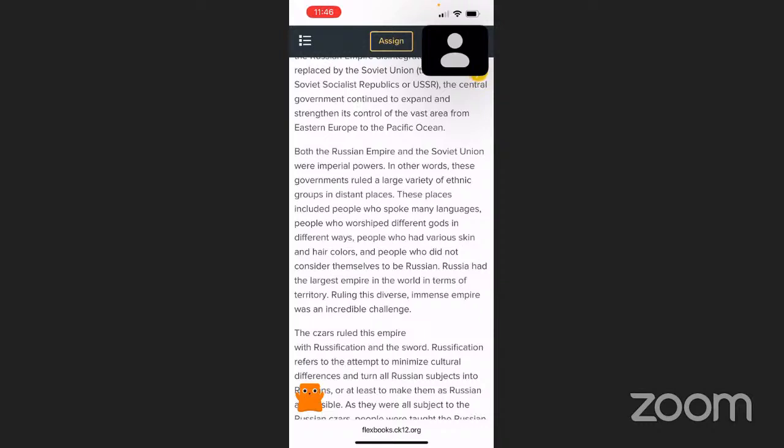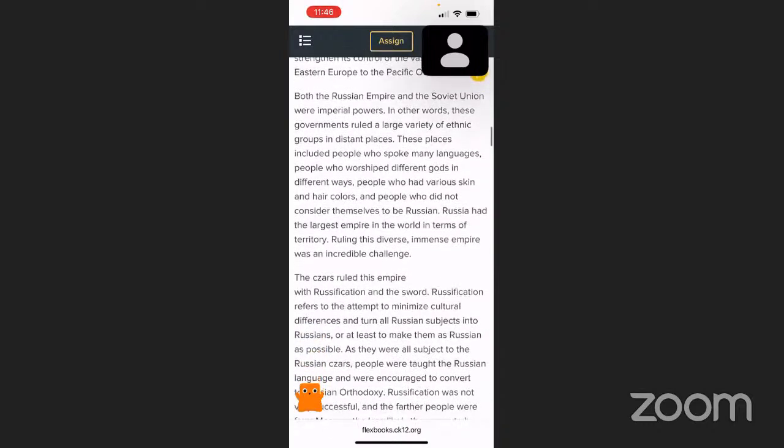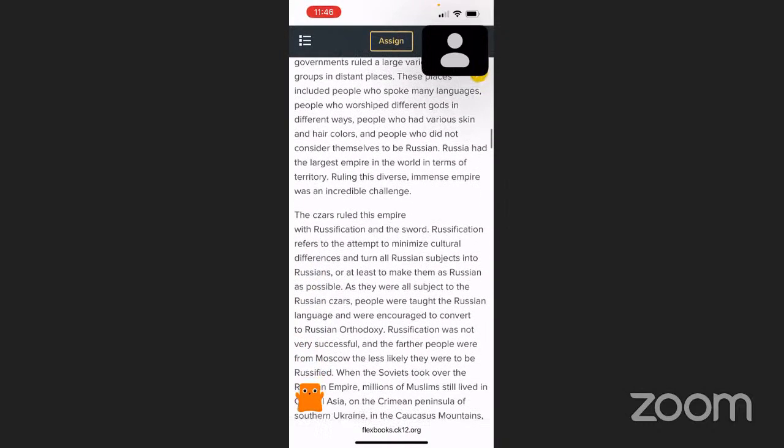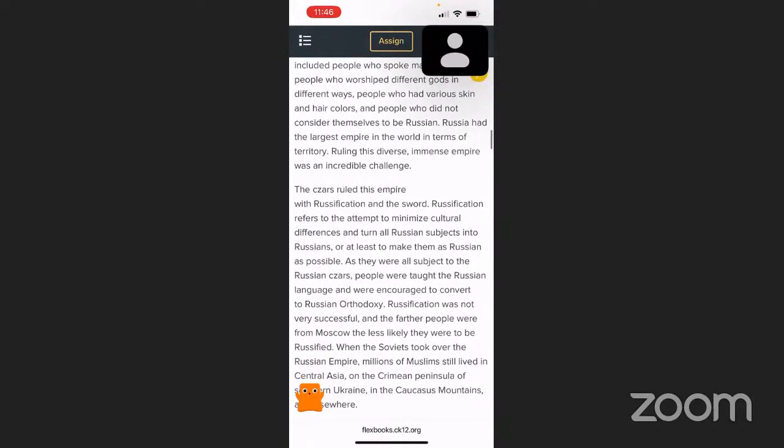In other words, these governments ruled a large variety of ethnic groups in some distant places. These places included people who spoke many languages, people who worshipped different gods in different ways, people who had various skin and hair colors, and people who did not consider themselves to be Russian. Russia has the largest empire in the world in terms of territory. Ruling this diverse, immense empire was an incredible challenge.